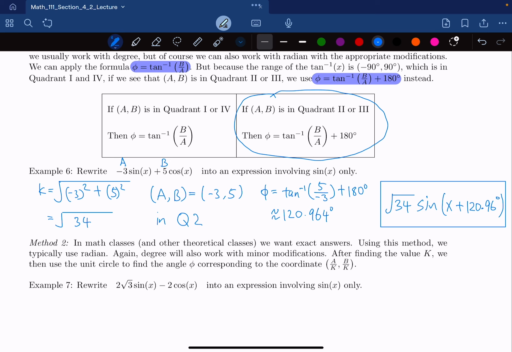Okay, so this method is easier in the sense that you just have to rely on the calculator. Your biggest task is to make sure you're using the right formula. It's not too bad to do here, but it is something that you have to be a little bit careful about in terms of identifying which formula you're supposed to use.